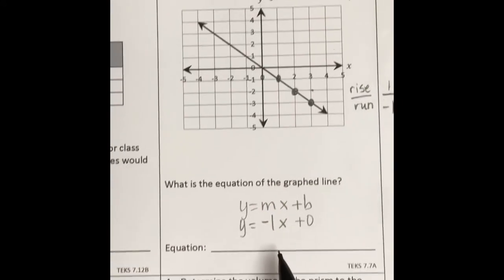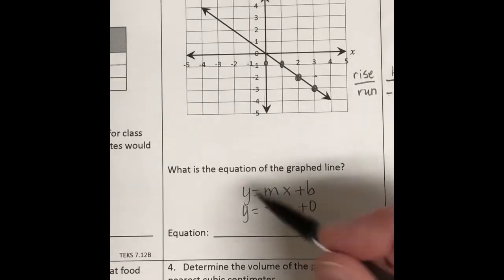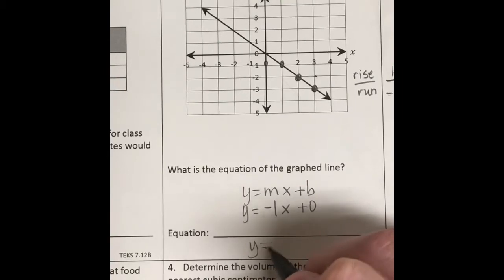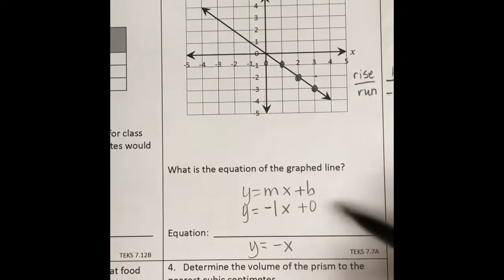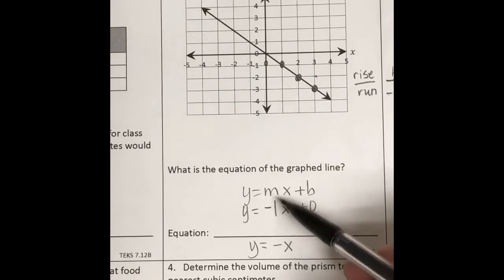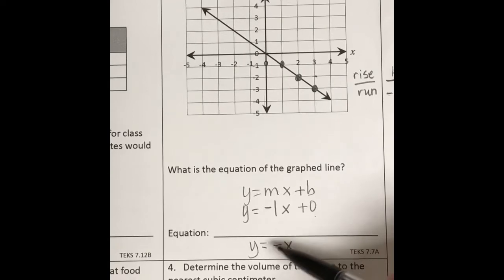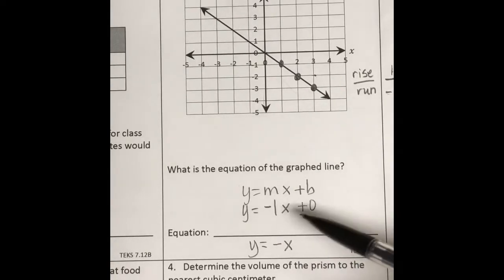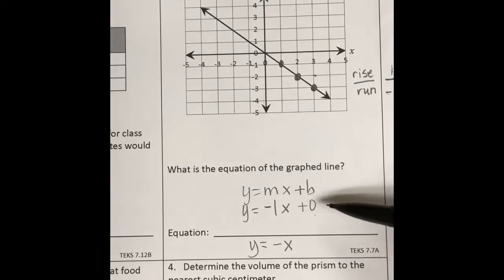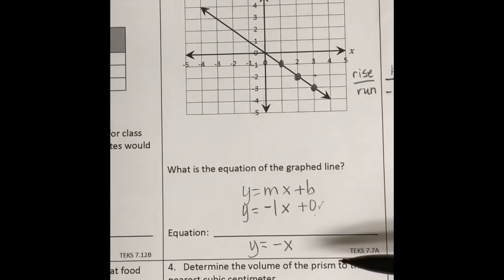So to clean this up, what this would look like all clean is y equals negative x, because we don't need the 0. I know there's nothing here. And also, if we have more than 1, it's going to say negative 2x or negative 3x, but since we only have 1, we can leave that 1 off. But I will say, if you wrote this, I would not count it wrong.